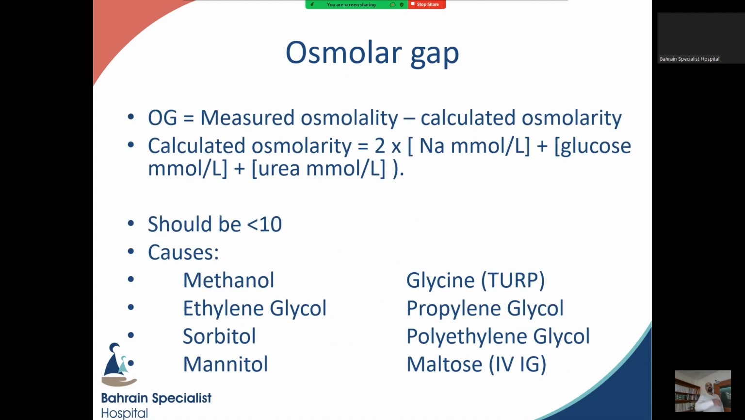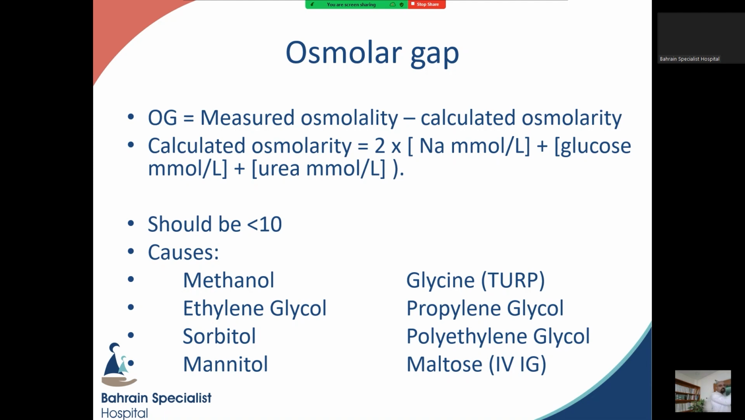So how will we measure it? Measured osmolality minus calculated osmolarity. This is a very detailed topic, osmolality and osmolarity. This is millimole per liter and per kg. Anyway, how we are doing this calculated osmolarity: 2 times Na plus glucose plus urea. It should be below 10. If I have a high anion gap metabolic acidosis, I will measure it. It should be below 10.